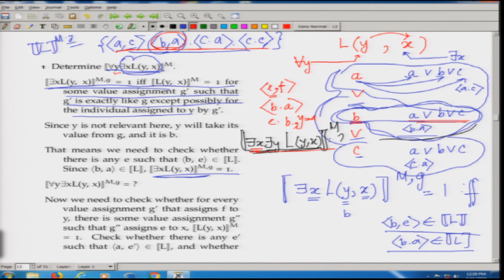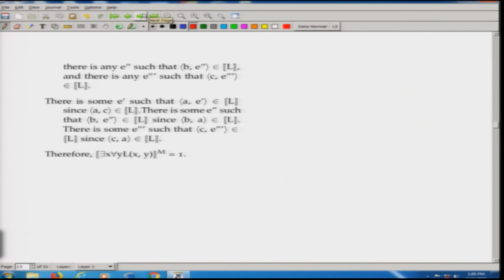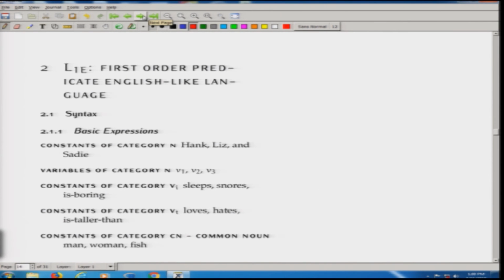So there are all these things when it comes to this calculation, and with that we are in a position now to start talking about the English-like system L1E. In this session we will just see the syntactic rules, and in the next two sessions we will talk about the entire thing in detail.